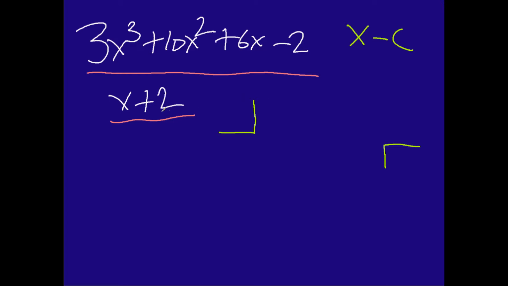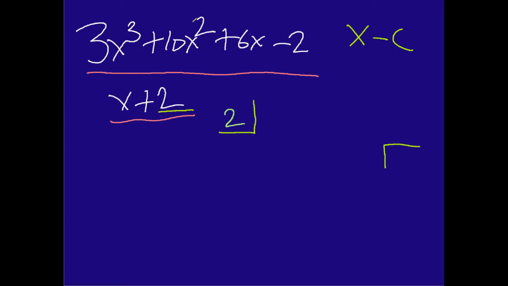As you can see here, right now I have a positive 2, so I'm going to have to make this subtract. That's how it has to be. Synthetic division always has this format of x minus the constant, or x minus c. So I'm going to put my minus 2 right here inside the box.